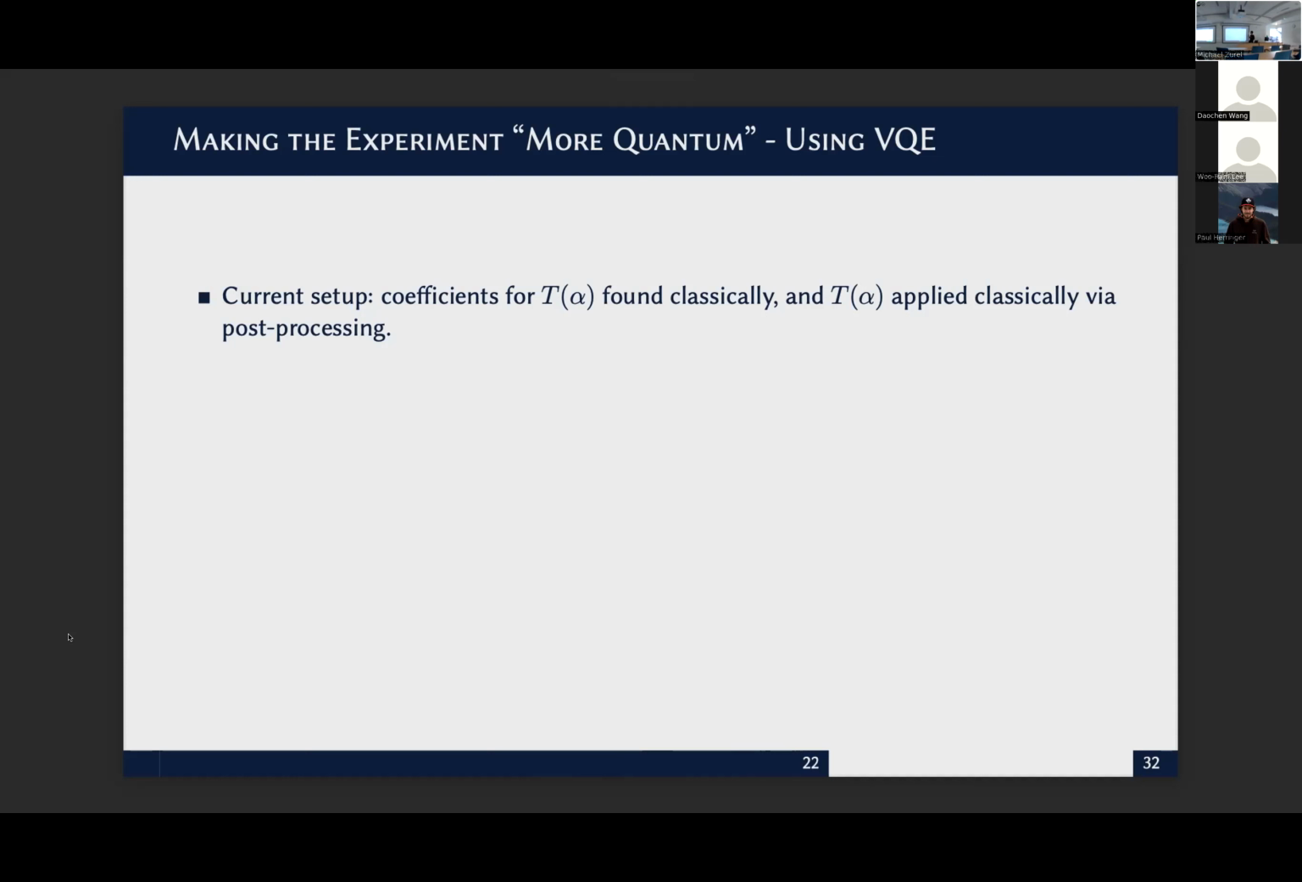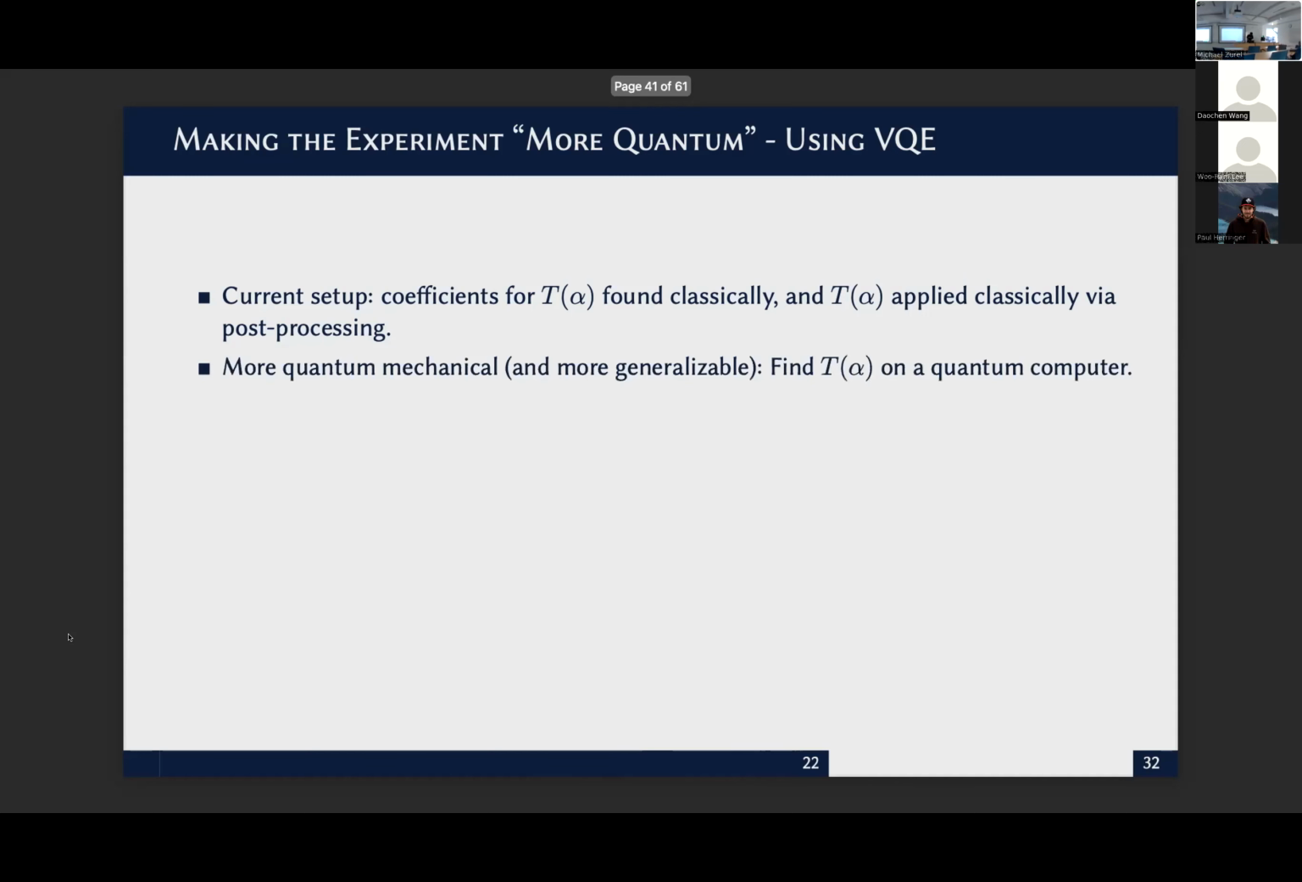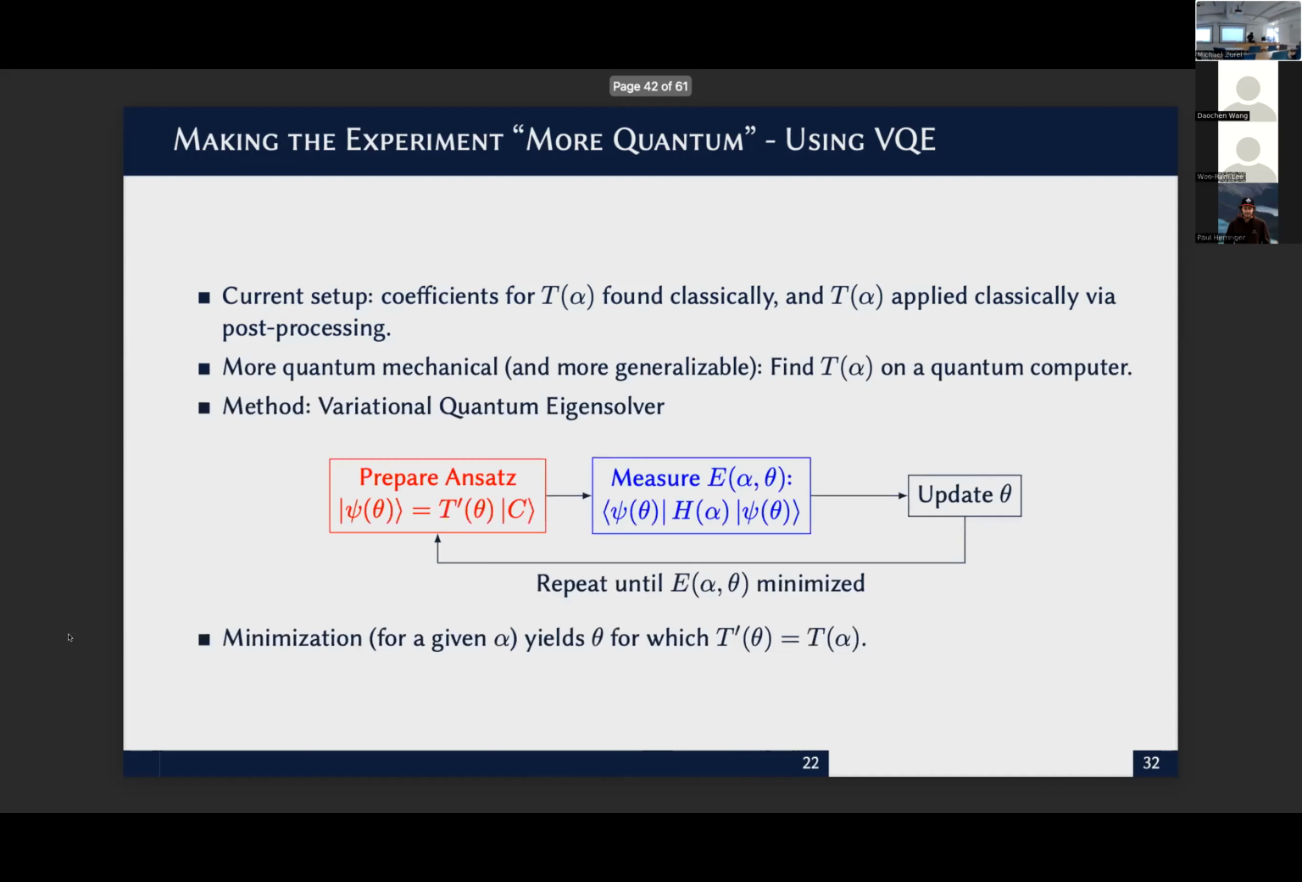But one could first object that there appears to be a lot of classical searching done here, and if we're trying to do a quantum mechanical demonstration, maybe this is a bit more classical than you would like. Another objection might be that this isn't fairly generalizable, in the sense that this classical search for this T operator becomes intractable when one looks at larger systems. So it becomes of interest: can we actually find this transformation operator on a quantum computer?